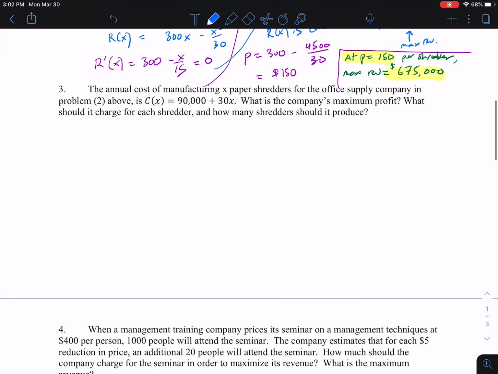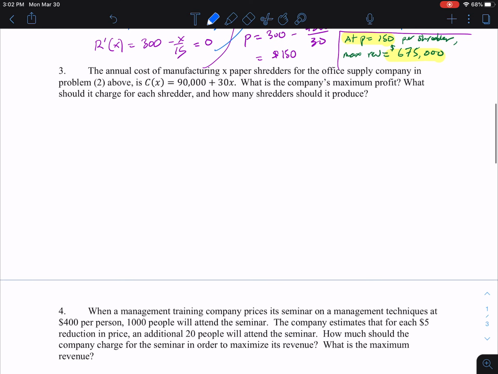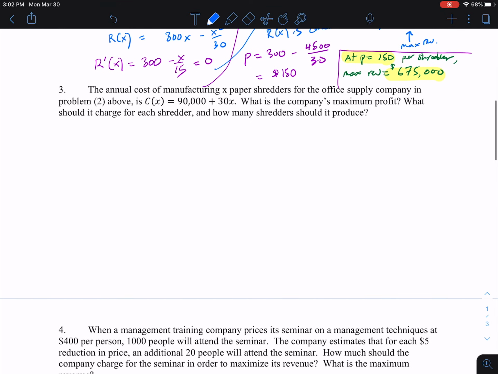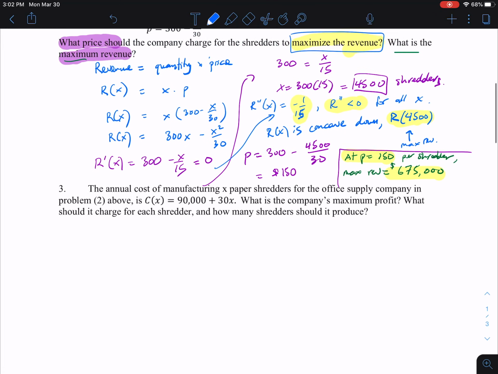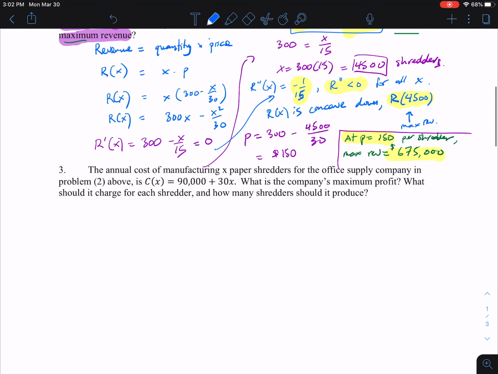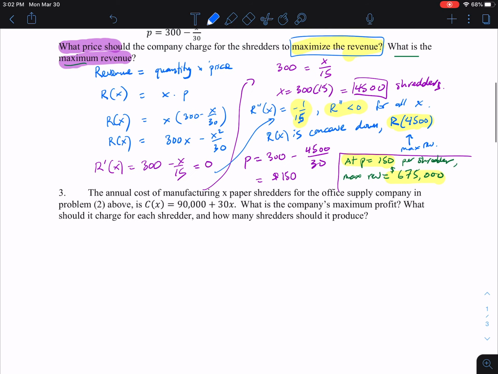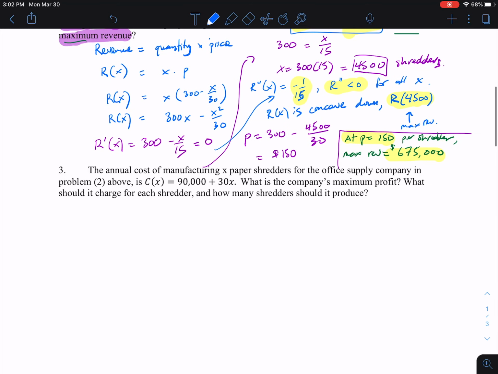This is the second video for lesson 4.6, example 3. Same example, same office supply company. Suppose that we know the cost function, the annual cost of manufacturing x paper shredders for the office supply company in problem 2, and that equation is 90,000 plus 30x. We want to find the company's maximum profit, and what should be charged for each shredder so that the company has the maximum profit.